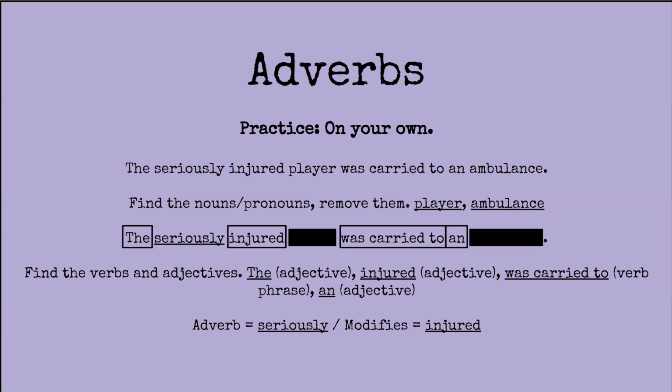So then I look for the verbs and the adjectives. I know that the is an adjective. I know that an is an adjective. All I have left is injured and was carried to. I know that I need to have a verb in order for it to be a complete sentence. The verb phrase here, was carried to, is my verb, which means all I have left is injured and seriously.